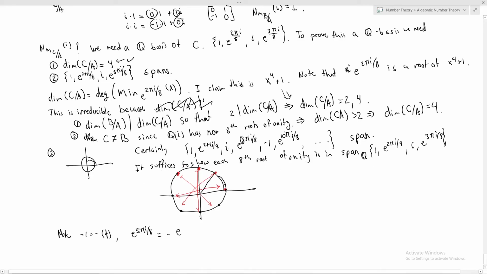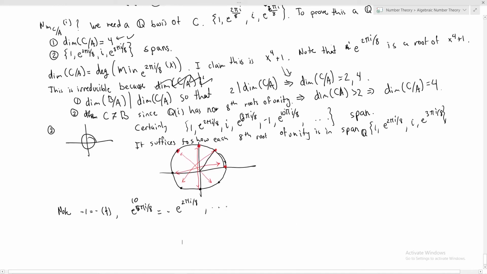Okay, yeah, it should be 6. Okay, e to the 10 pi i over 8 is negative e to the 2 pi i over 8, and so on and so forth. So just by taking negatives, I get all the eighth roots of unity in the span of these guys. So this is actually the basis.